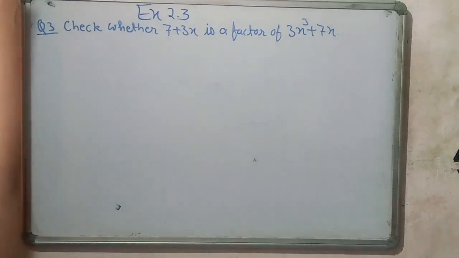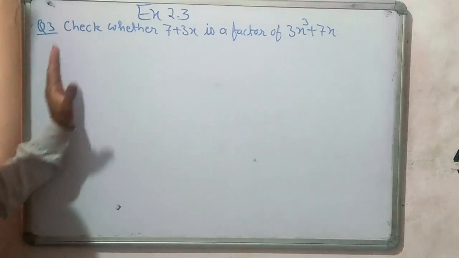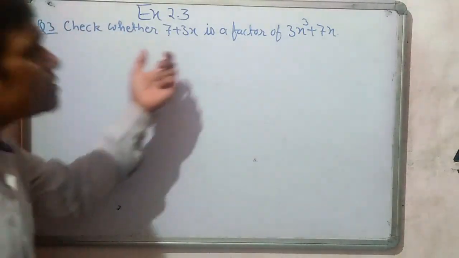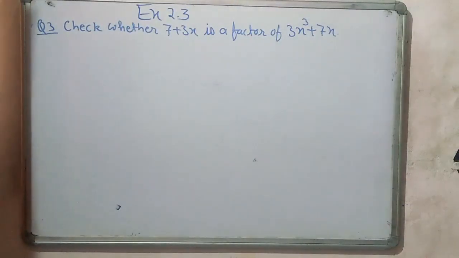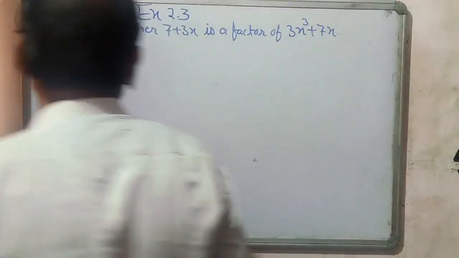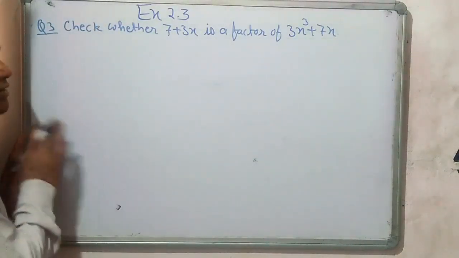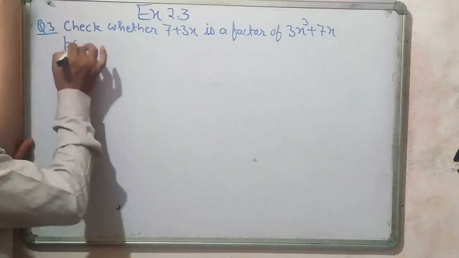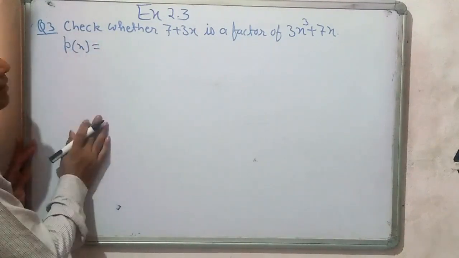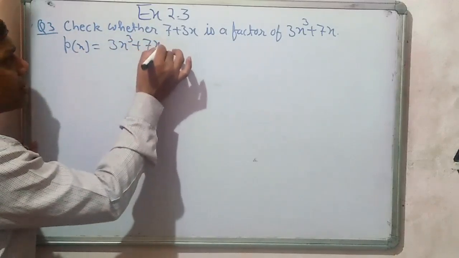Dear students, the next, third and last question of this exercise is: check whether 7 plus 3x is a factor of 3x cube plus 7x. Now for checking this, we may or may not divide it, no matter. First, let us see what our dividend is. Write it in standard form: 3x cube plus 7x.